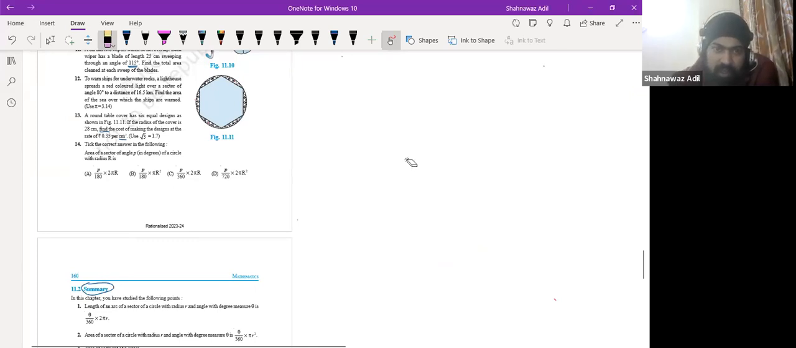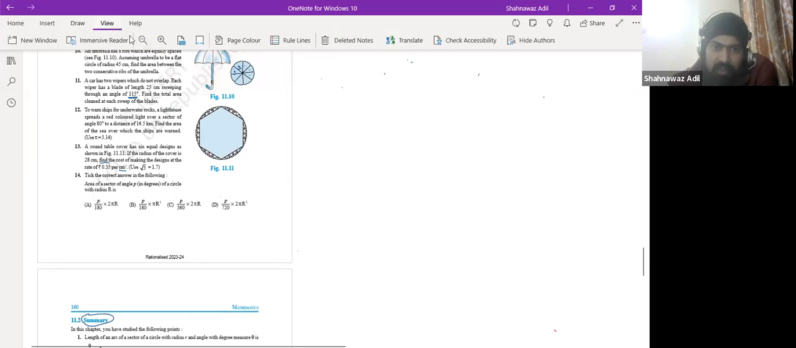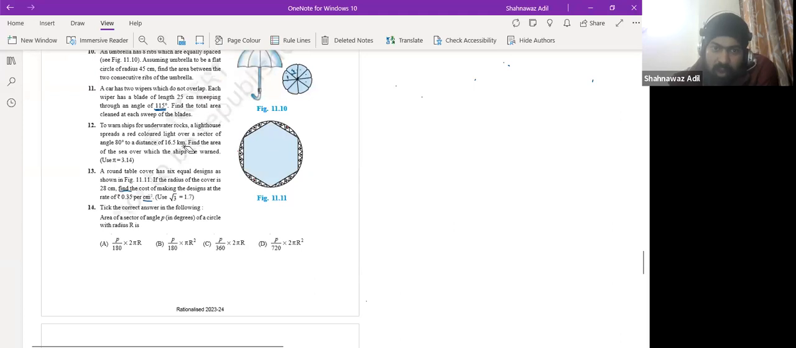So the next question, the 12th one. What is the 12th question? Ships from underwater rocks. A lighthouse spreads a red-colored light over a sector of angle 80 degrees to a distance of 16.5 kilometers. Find the area of the sea over which the ships are warned. Now you see that they have given to use pi equal to 3.14. So now we have to use the value of pi.